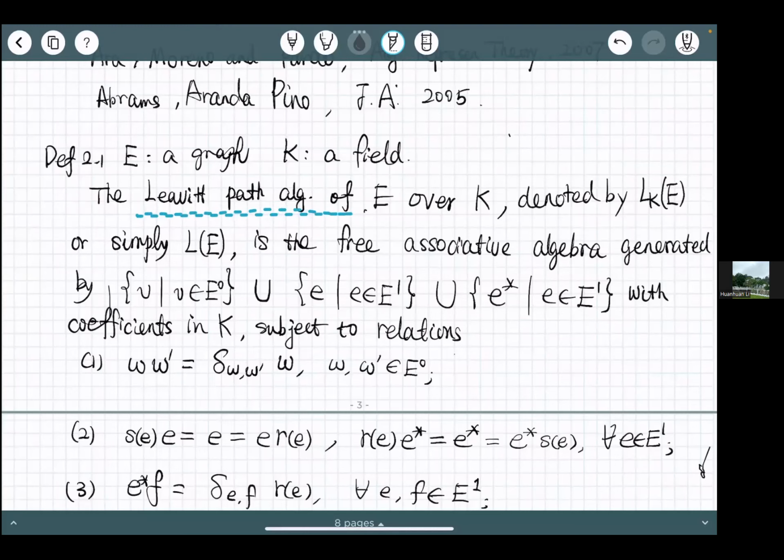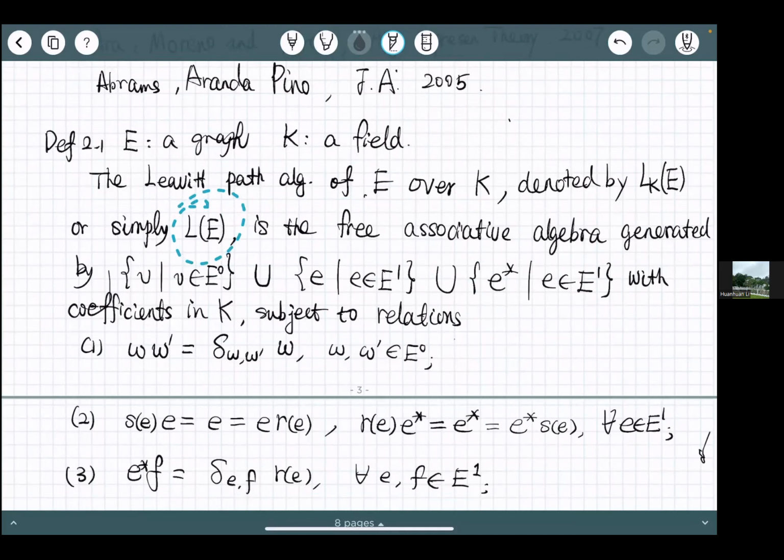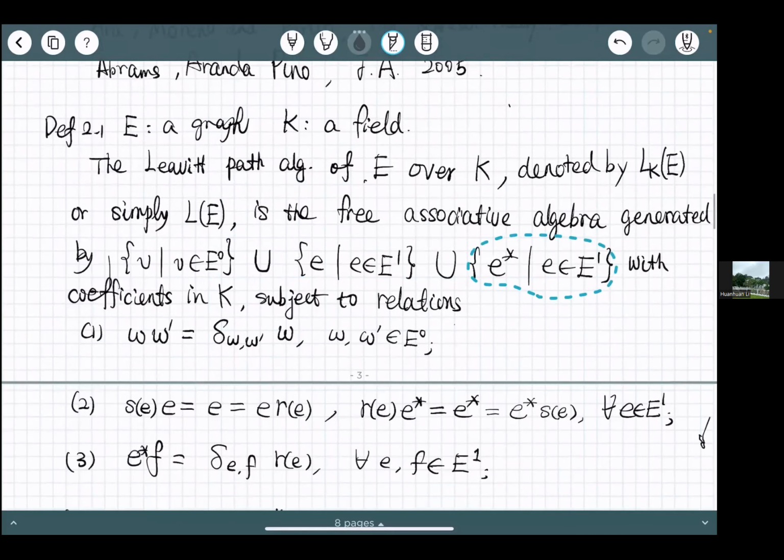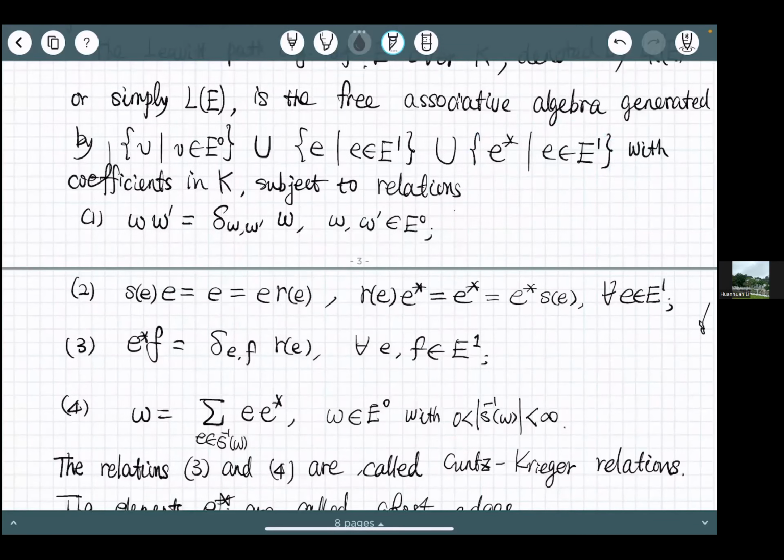So I'll just briefly say we have the notation. I use the notation L_K(E), where K is a field, and sometimes I simply write L(E). This is the quotient algebra. First we have the free part generated by E0, E1, and E1 star, and then we have relations 1, 2, 3, 4. Shall we go through these relations, or can we skip this?